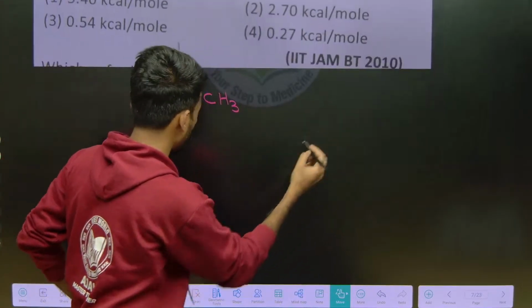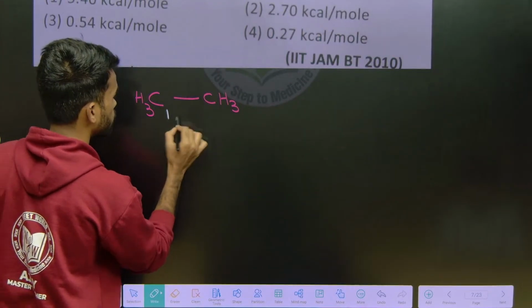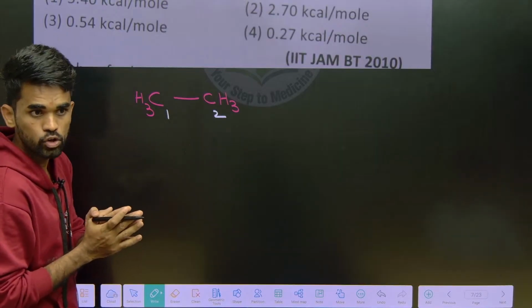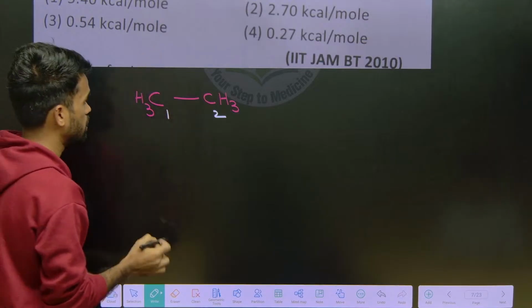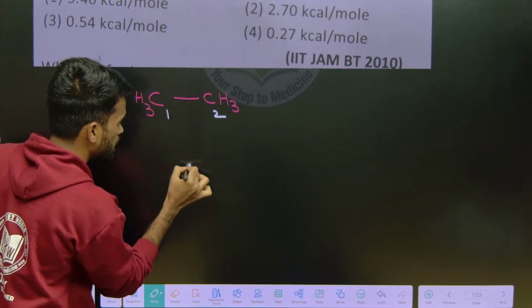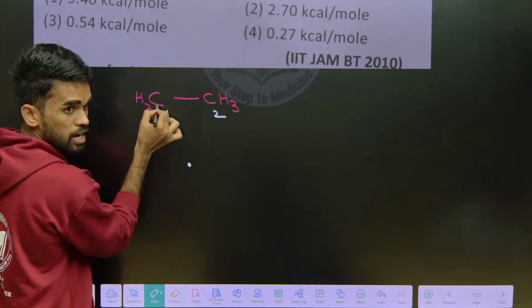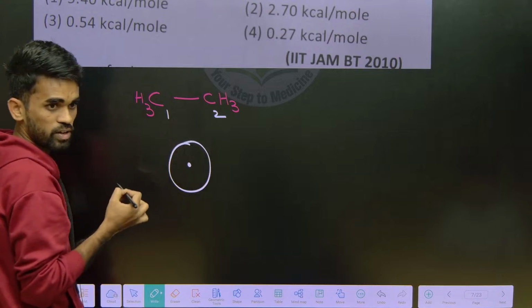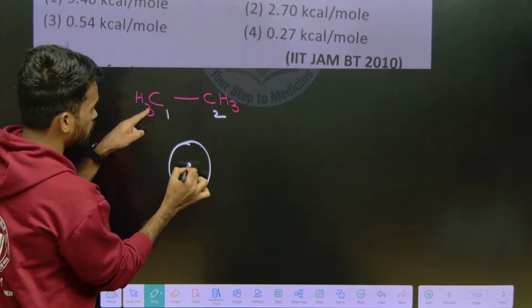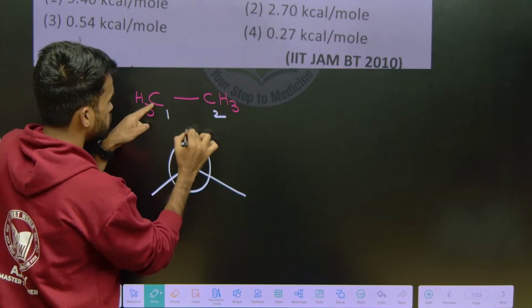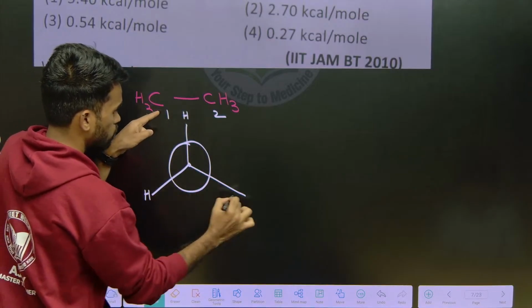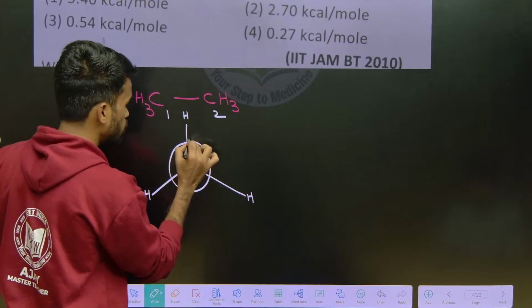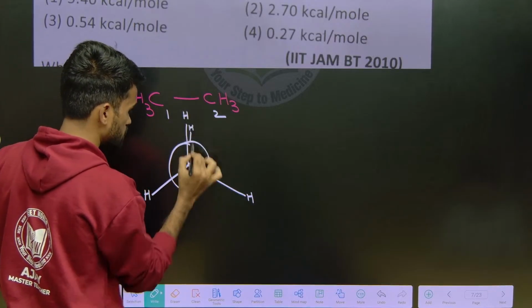Now there are different ways to indicate this. The simplest one I am saying here, carbon 1 and carbon 2. Now I am saying Newman projection. What is that? Newman projection to explain these conformations. See, the first carbon I am indicating as a dot, and the second carbon as a circle. Is this fine? Okay, and on the first carbon we have 3 hydrogen atoms, like 1, 2, 3, and the second carbon also we have. So you can place the hydrogens like this.